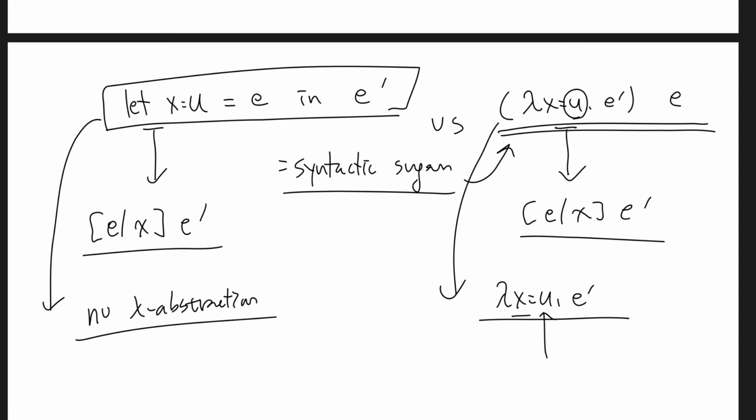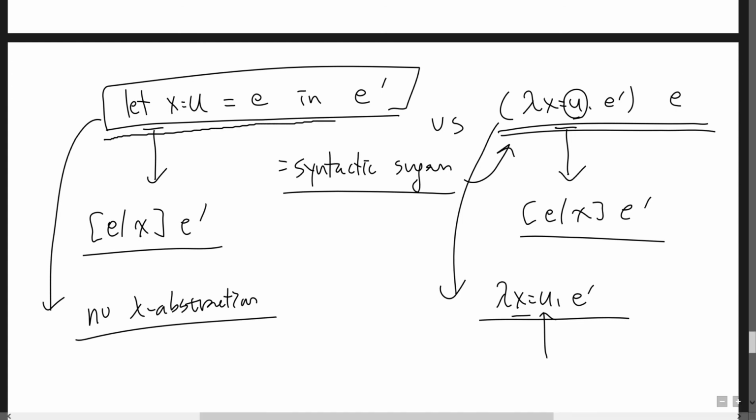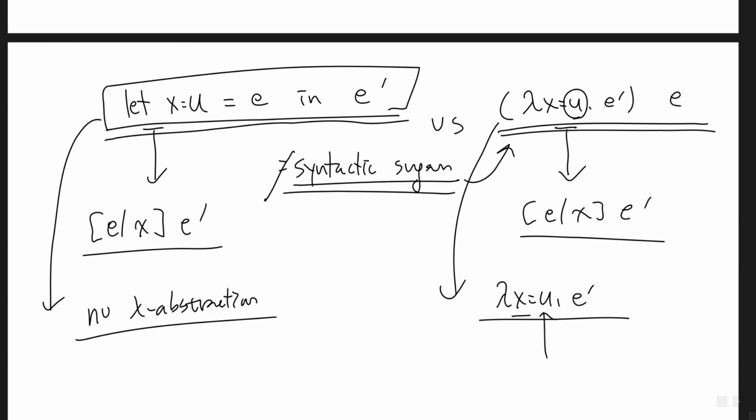So the first lesson that we learn from this comparison is this let binding is really a new language construct that strictly expands the expressive power of the language. It is not syntactic sugar. So that's the first lesson. So we really extended the language, predicative polymorphic lambda calculus.